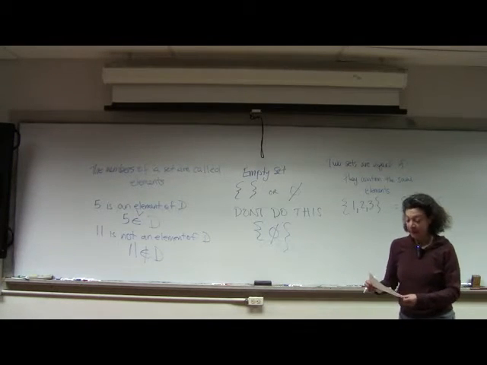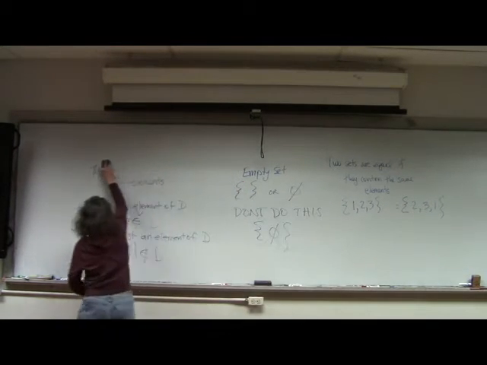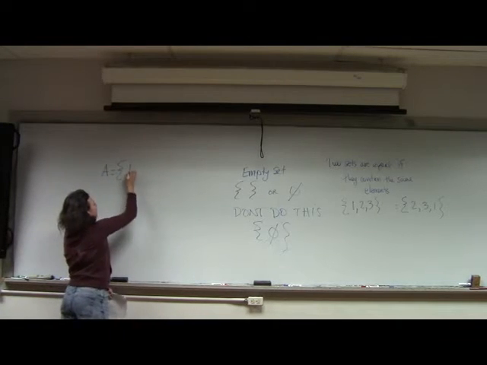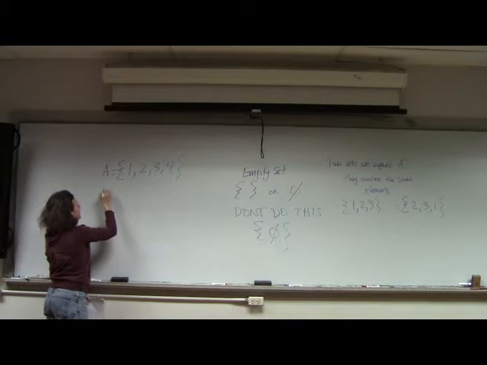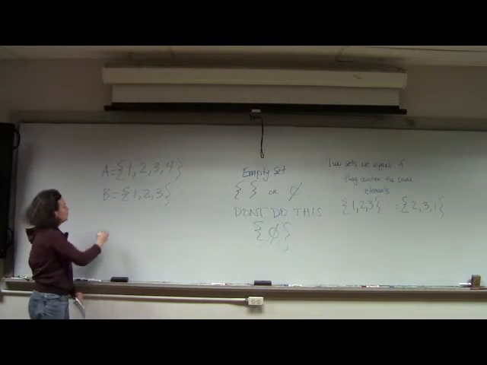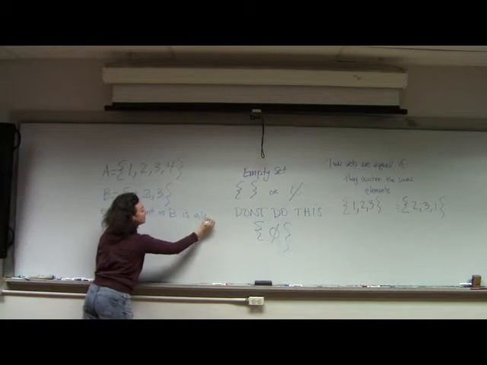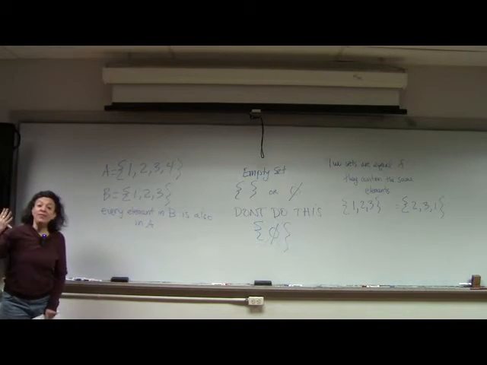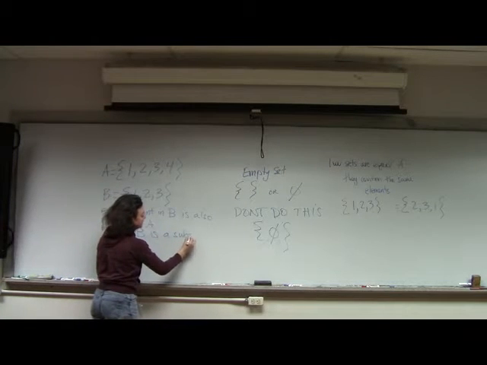All right, one more little guy in here. What I'm going to do is define a couple of sets right now. So, I'm just going to randomly come up with two sets. Suppose my set A consists of 1, 2, 3, and 4. And suppose I have a set B, and let's just say B is 1, 2, and 3. Okay? Would you grant me that every element in B is also in A? Yeah, right? 1, 2, 3, they're all in A. When that's the case, we say that B is a subset of A.